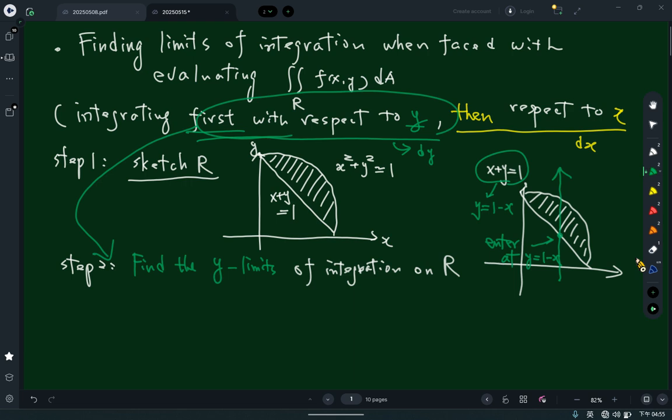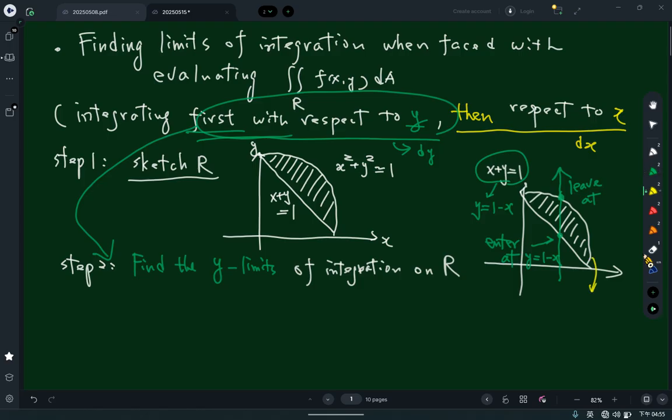From the low point to the upper point, right? So this is the entering point. It is y equals 1 minus x. Then this is the leaving point.